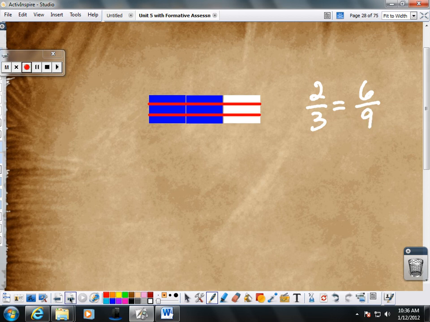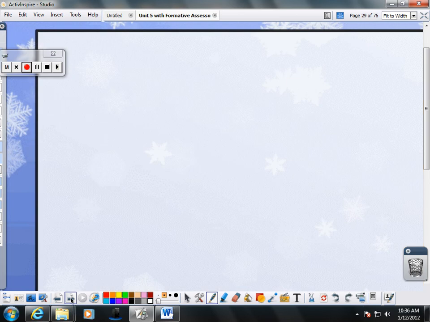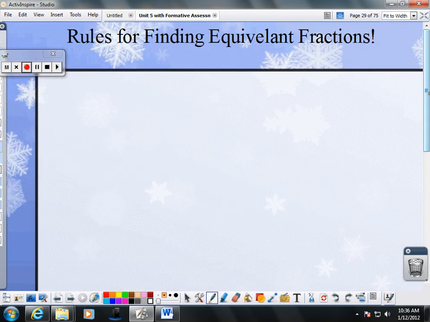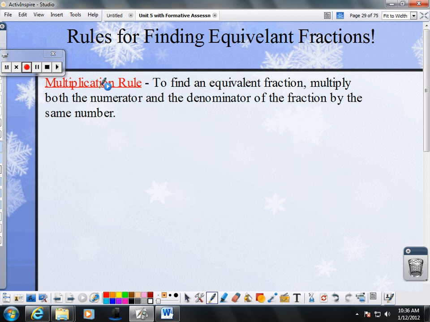Let me show you an even easier way, and the next way is going to be with 2 different rules that we have for coming up with equivalent fractions. So this is where you want to be taking your notes, because these are the rules that you're going to use. Okay? First rule is this one. It's called the multiplication rule. And essentially, what it means is this. To find an equivalent fraction, all I need to do is multiply the numerator and denominator by the same number.